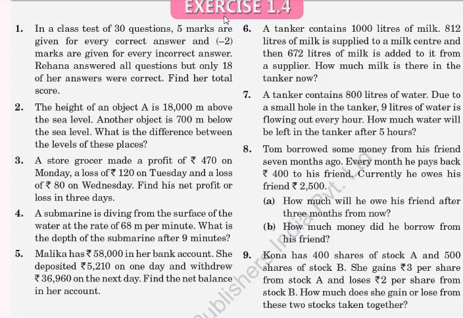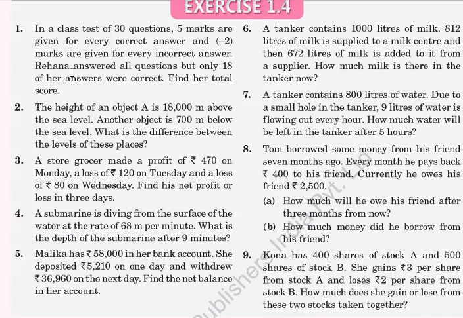So students, now let us start the exercise 1.4. Now in a class test of 30 questions, how many questions were there? 30 questions. 5 marks are given for every correct answer. If you are able to attempt it correctly, you will be scoring how much? Plus 5 marks. And minus 2 marks are given for every incorrect answer. And if you are not able to attempt or an incorrect answer is there, you will be awarded minus 2. That means marks will be deducted.